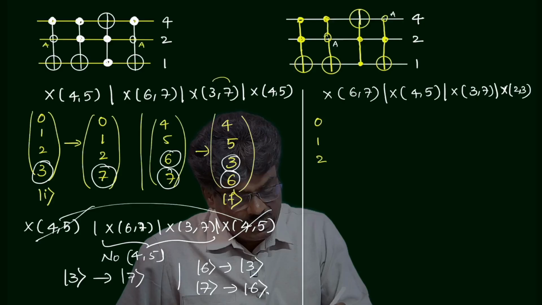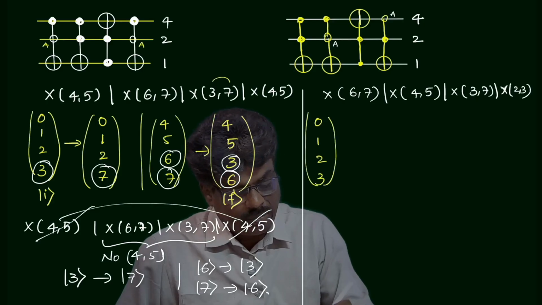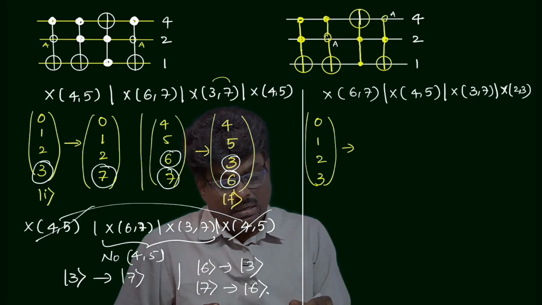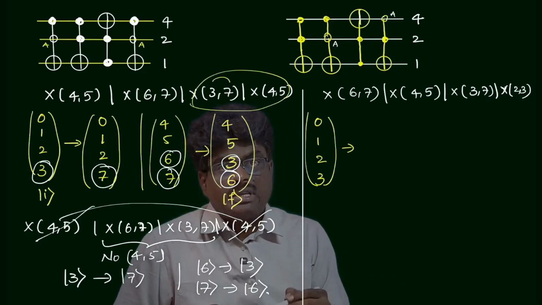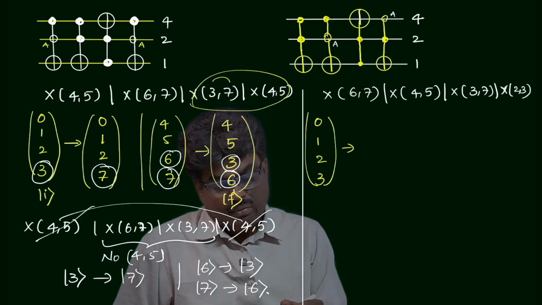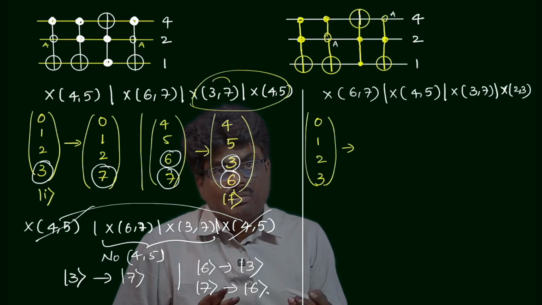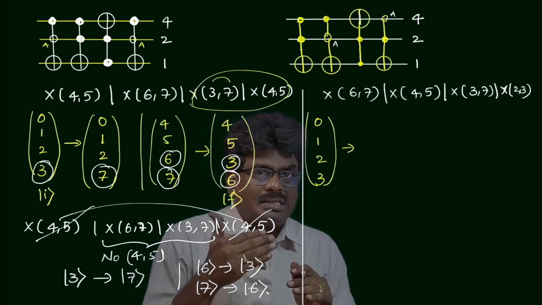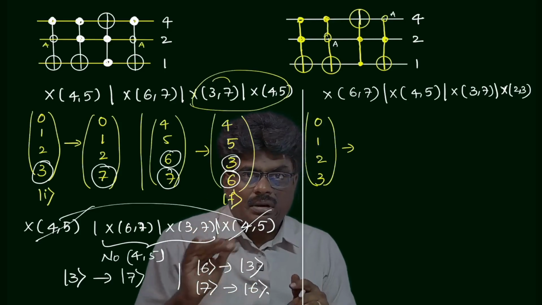0 1 2 3. So just check for anything common. See here, why these two commute means there is no common number. Again 4 5 and 6 7, why they commute means there is no common number. If there is no common state, common number means common state, then take a commute.